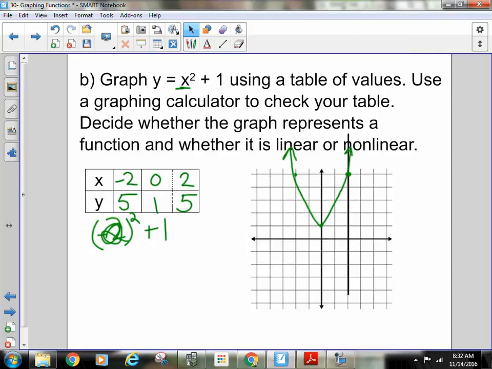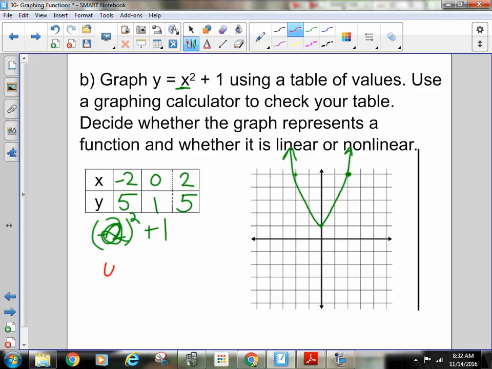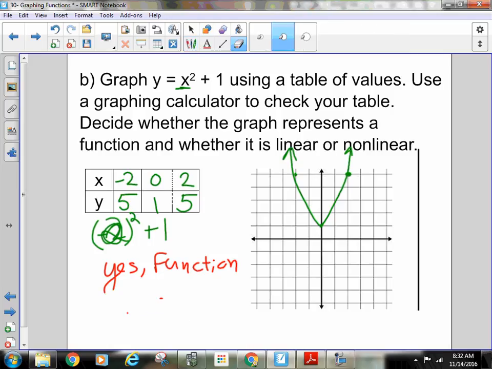If we run our line along, it only touches one place. So yes, it's a function. But now, is it linear? Well, it's not one straight line. It's got that curve. So no, it's non-linear.